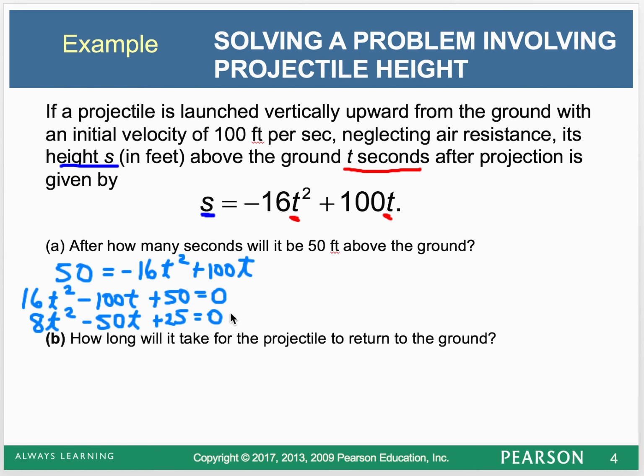Okay, so now I need two numbers that multiply. 8 times 25 is 200, right? That multiply to give 200, but add to give negative 50. All right, so let's try 20 and 10. It's 30. Okay, how about 25 and 8? That's not it. 25 and 8. 33.